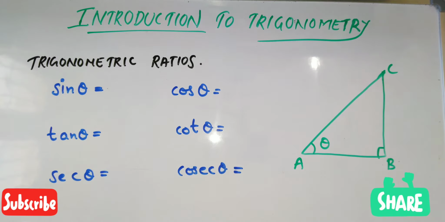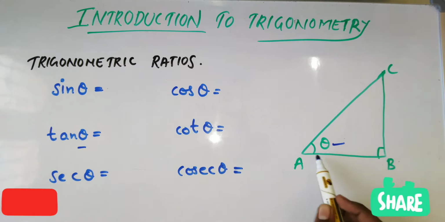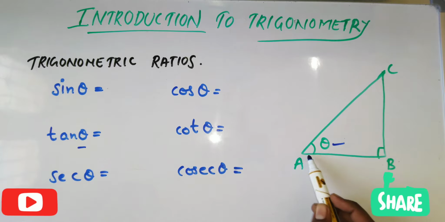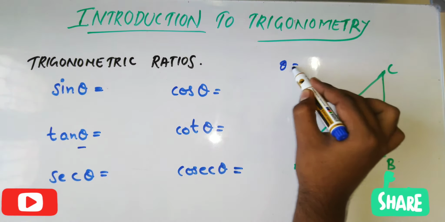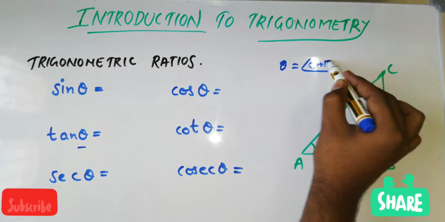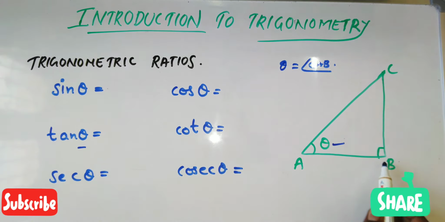Basically it means that you have to derive some trigonometric functions such as sine theta, cos theta, tan theta, cot theta, secant theta as well as cosecant theta. Now what is theta? Theta is nothing but the angle which you can see over here. Theta is the angle CAB, and this is a right angle triangle.